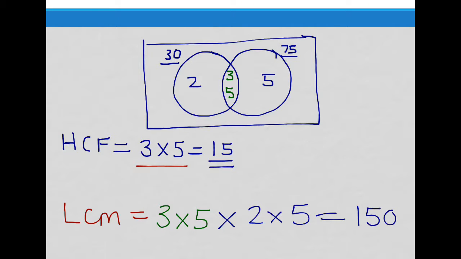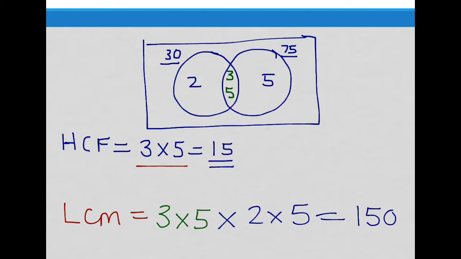gives me a total of 150. So, let's do that check: is 150 a multiple of 30? Yes, if I do my 30 times table, I know that it's the 5th multiple. And 75, if I do my 75 times table, that's the 2nd multiple. So when I draw my Venn diagram, it gives me all the information.